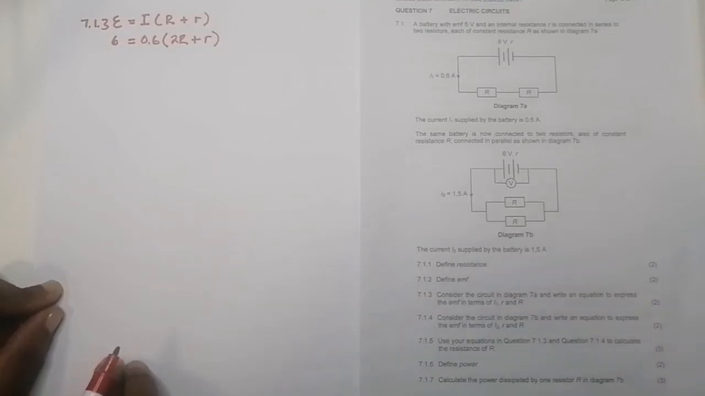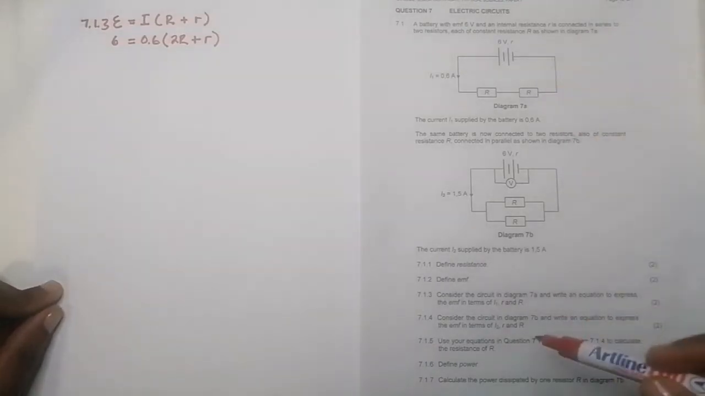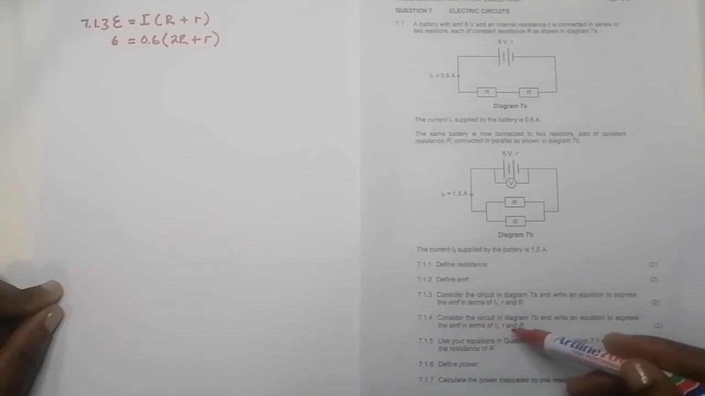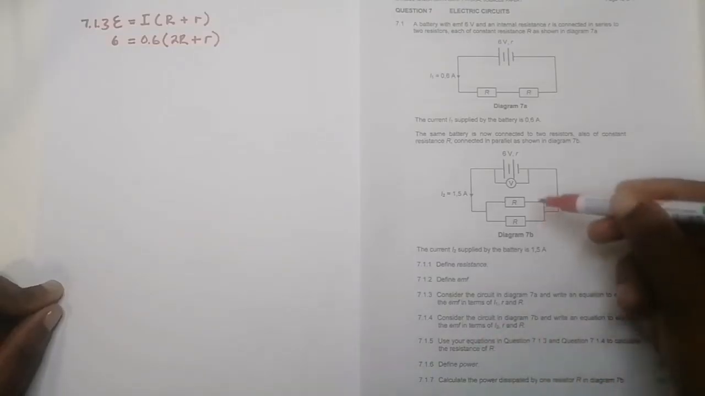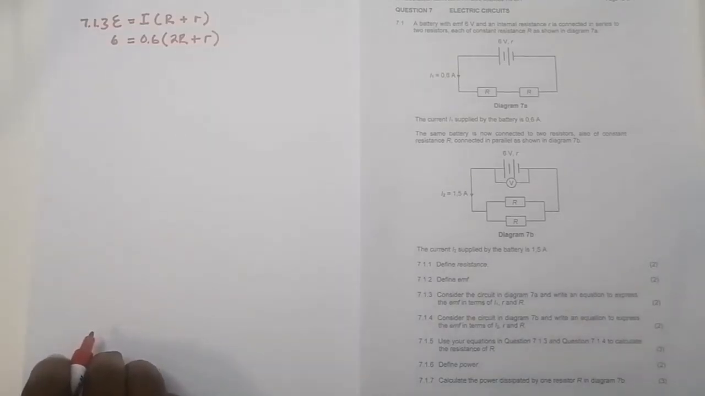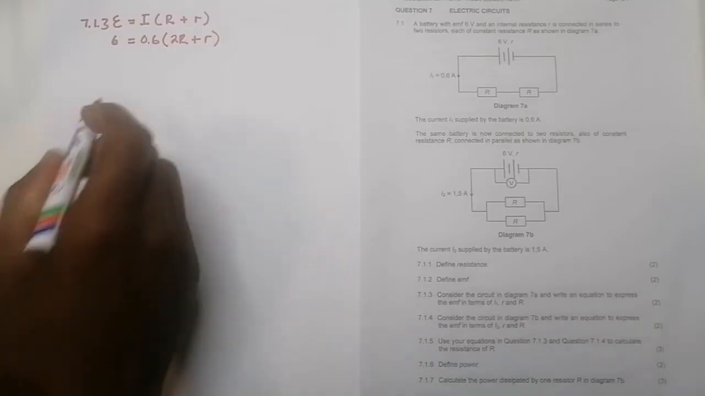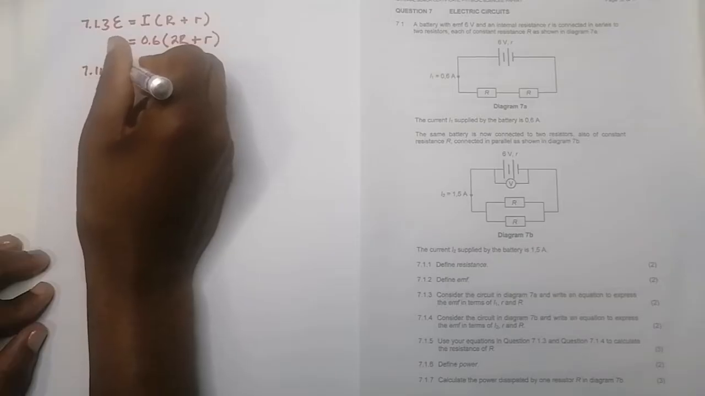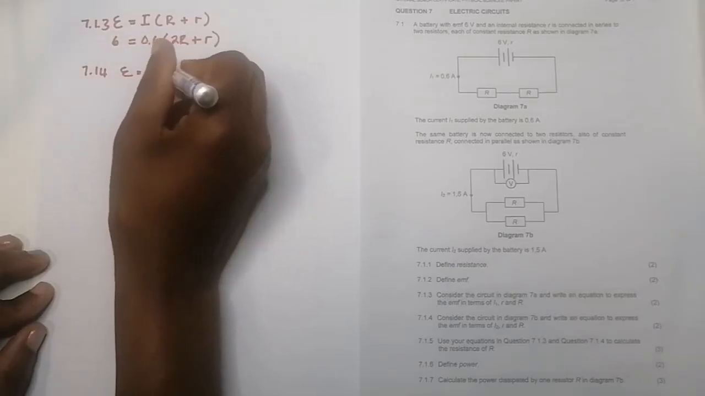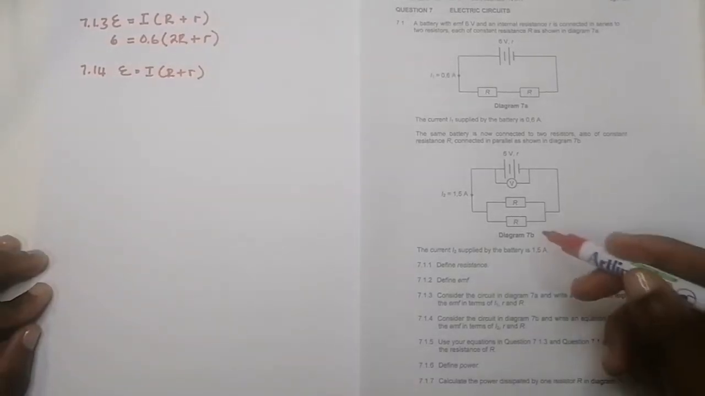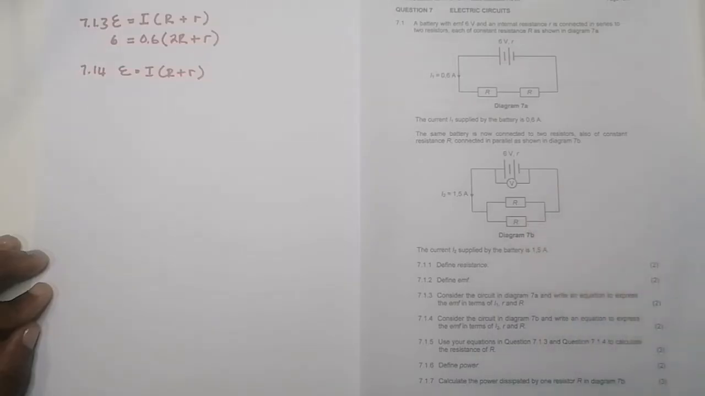For the second one, they say consider the circuit in 7b and write down an equation to express the EMF in terms of the same quantities. They want the same thing, but this time for the second circuit. We're going to do the very same thing here: again the same equation, R plus small r. But now remember that your resistors are in parallel. So what does that mean?